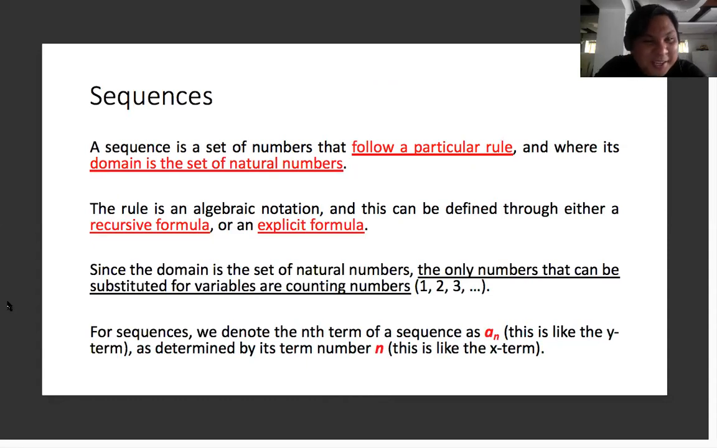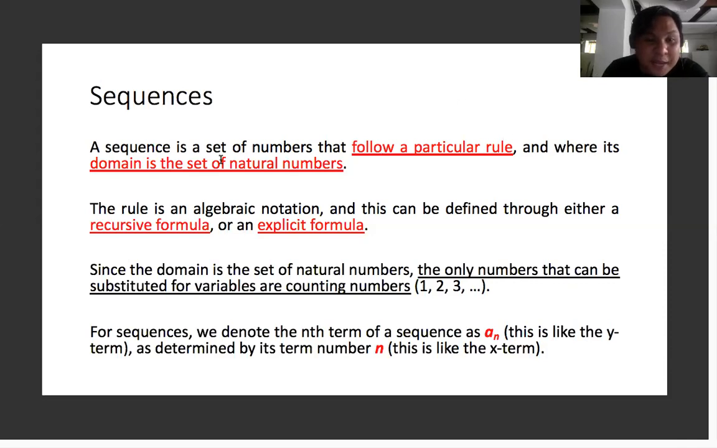Sequences. A lot of you would have your own definition of sequences, and I'm pretty sure your definitions would be correct. The formal definition of a sequence is that it is a set of numbers that follow a particular rule. The rule may be algebraically stated. Sometimes you could just define it through words, although you have to be very specific of the words you use so that it is not confused with a particular rule.